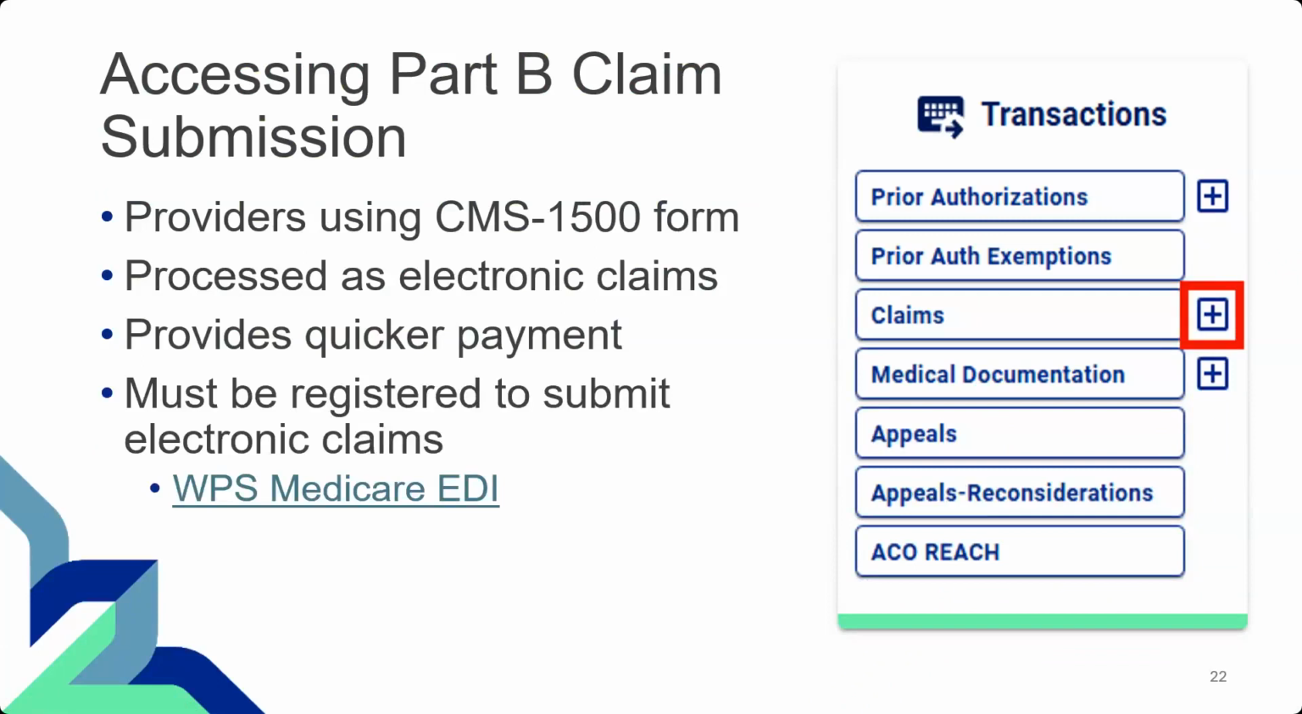This option is only available to Part B providers who have not already registered to submit claims electronically through our EDI department. On this slide, I have included a link to the WPS Medicare EDI department, and this is going to help you with the registration process. Claims submission is accessed by clicking the plus button next to the button that reads claims. I've got that shown here over on the right side.